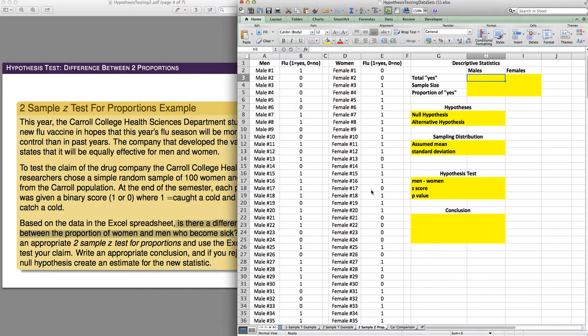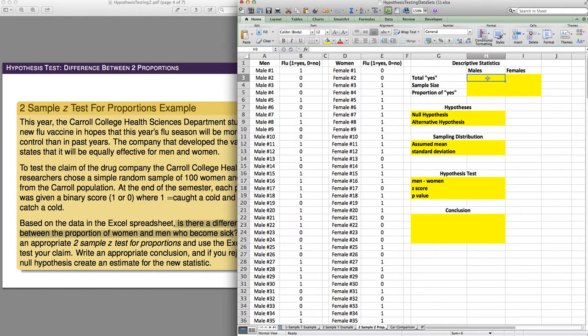So this is what we'd like to do. This is going to be a two-sample test for proportions. What we have here are men and women who either got sick or didn't. This particular male did get sick. This particular male did not. This particular female did not. So let's start building some of our information.